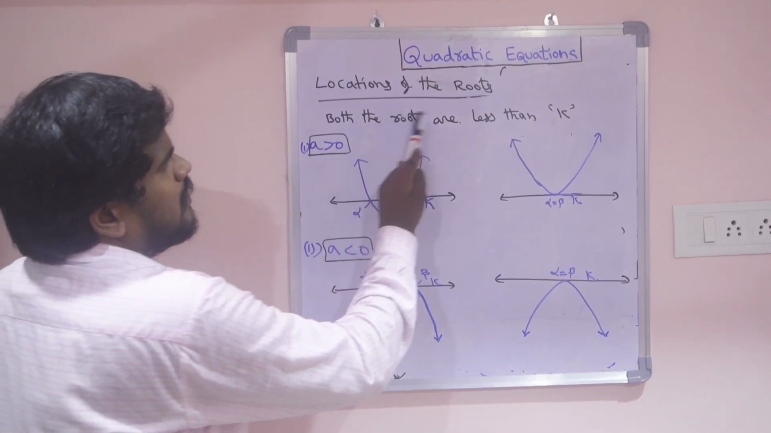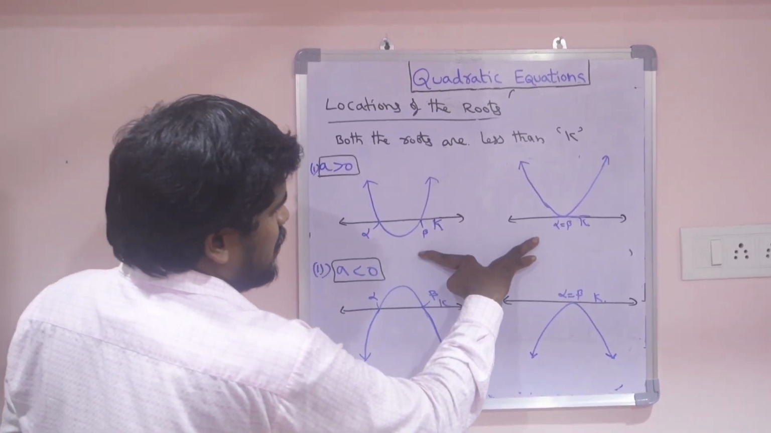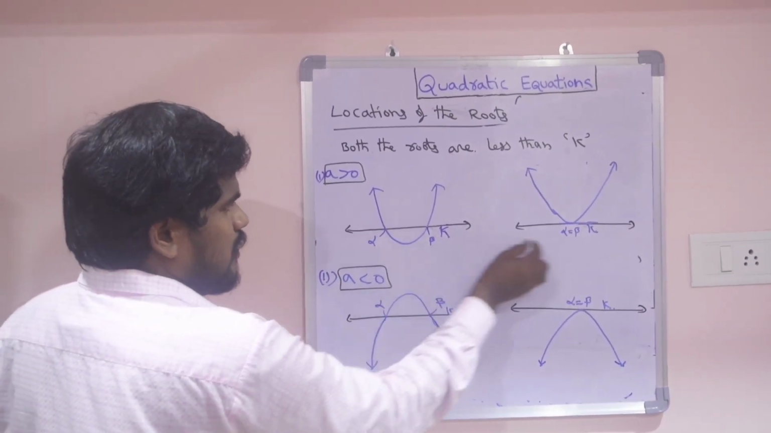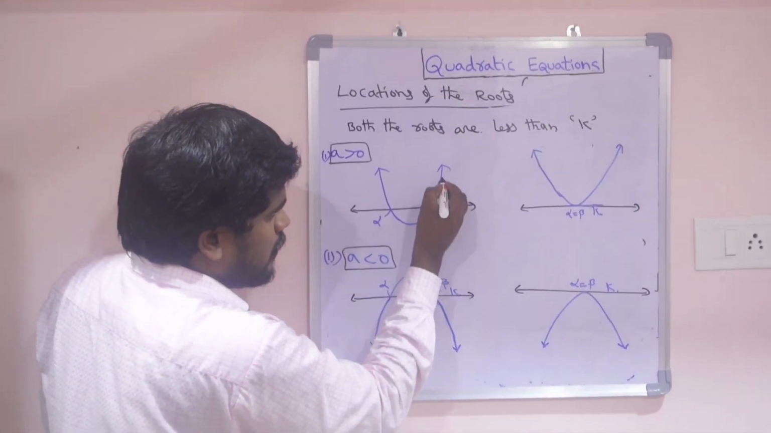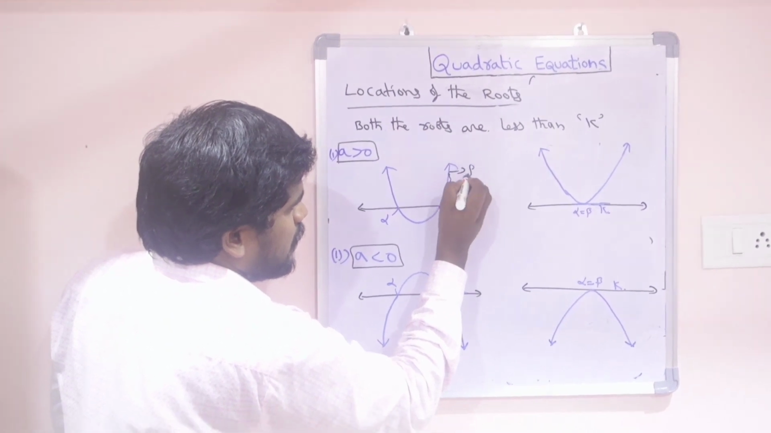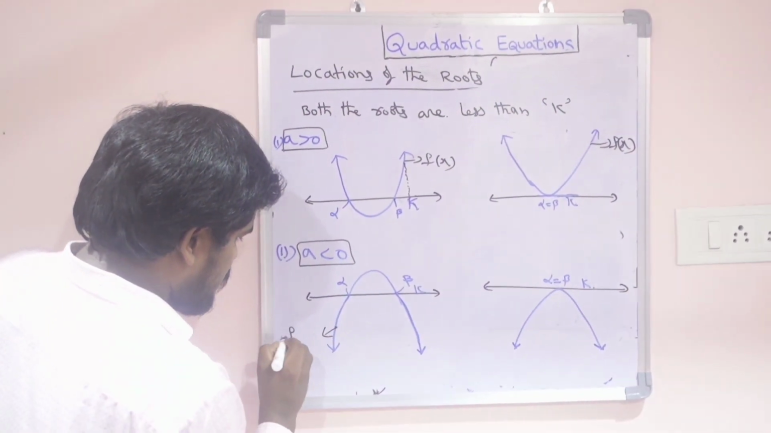So, both the roots are less than k. Now a is greater than 0, we have two cases. Below k, alpha and beta are both different. Suppose here both are equal, this case is also possible. These two roots are below k. Now this is the value of k, and this graph is f of x, and this is also f of x. This is also f of x.